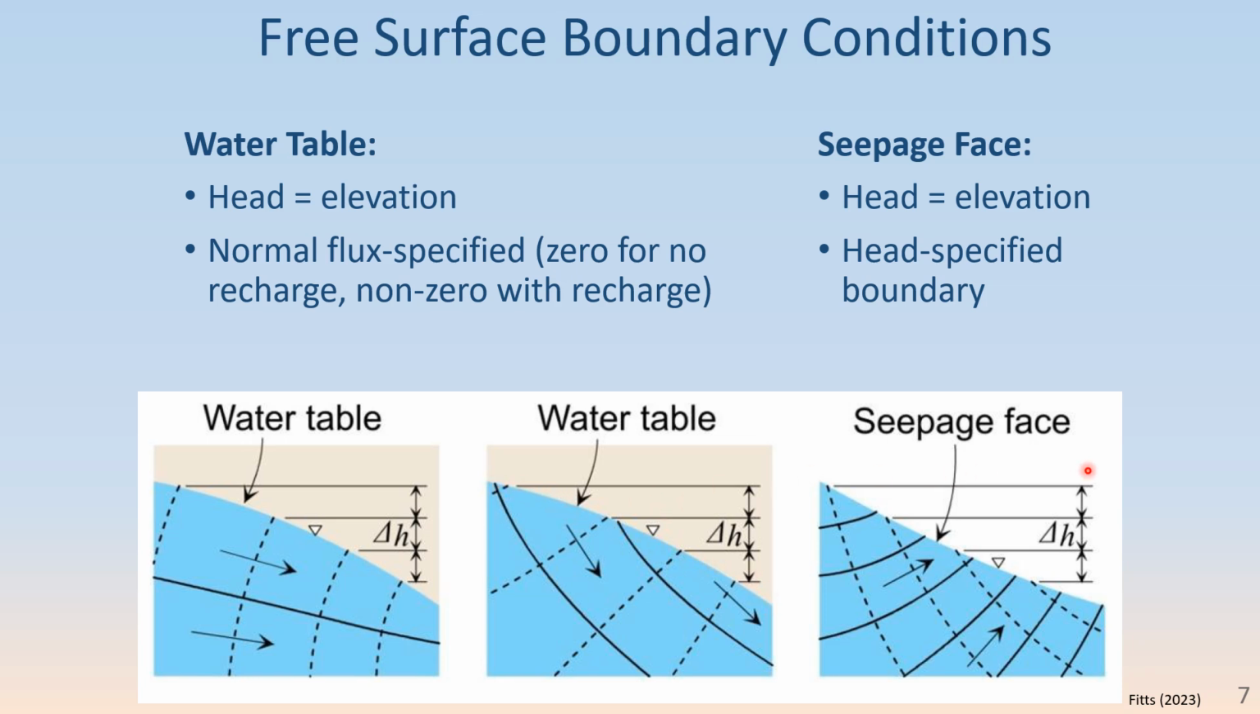The other possibility is a seepage face, and that might occur at the toe of an embankment dam, something like that. And again, the head has to equal elevation, but in this case, you would use a head specified line boundary because you know the geometry of that seepage face. Ideally, you could survey it and get the slope and so on. So you put in a seepage face, and usually that will transition to a water table at some point if you go high enough up the toe of the embankment or what have you.